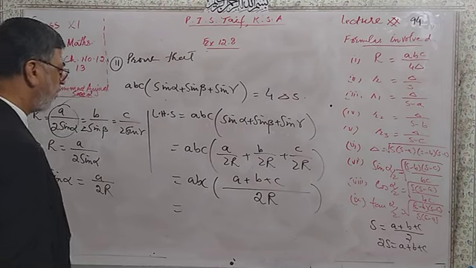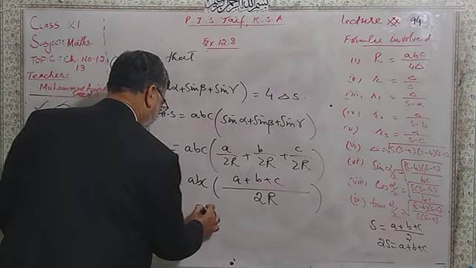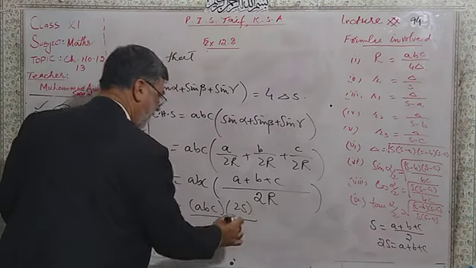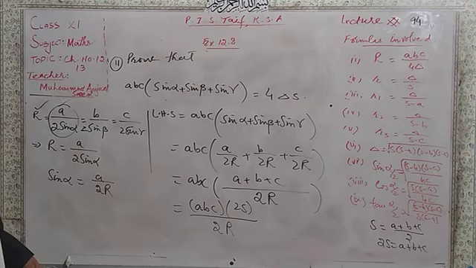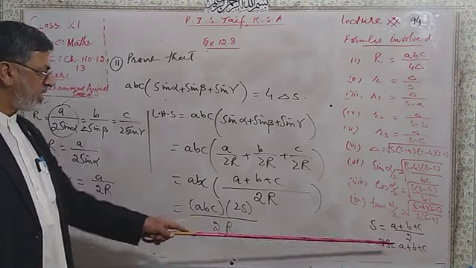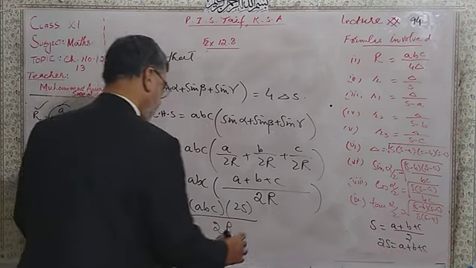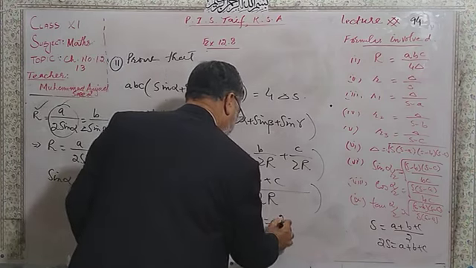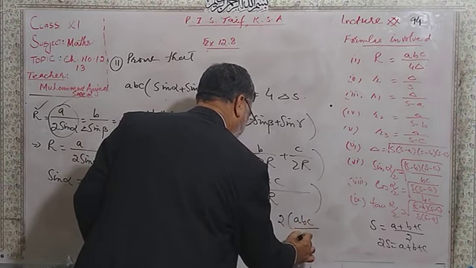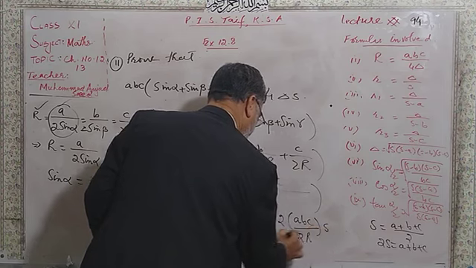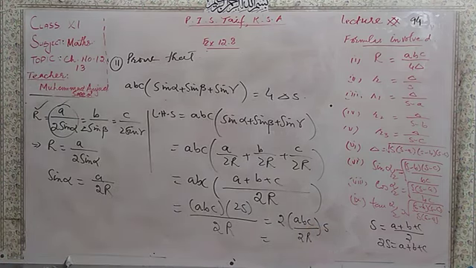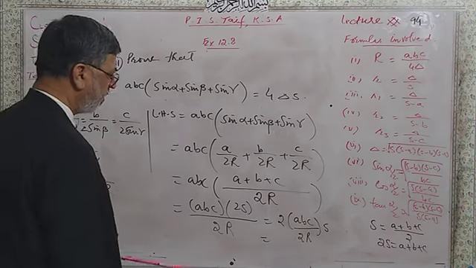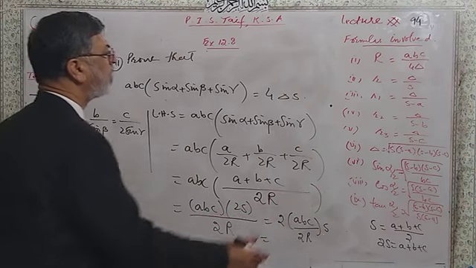Students, you have A, B, C into 2S over 2R. A plus B plus C was equal to 2S. Here you can have 2ABC over 2R into S. This is, what is that? ABC over 2R.